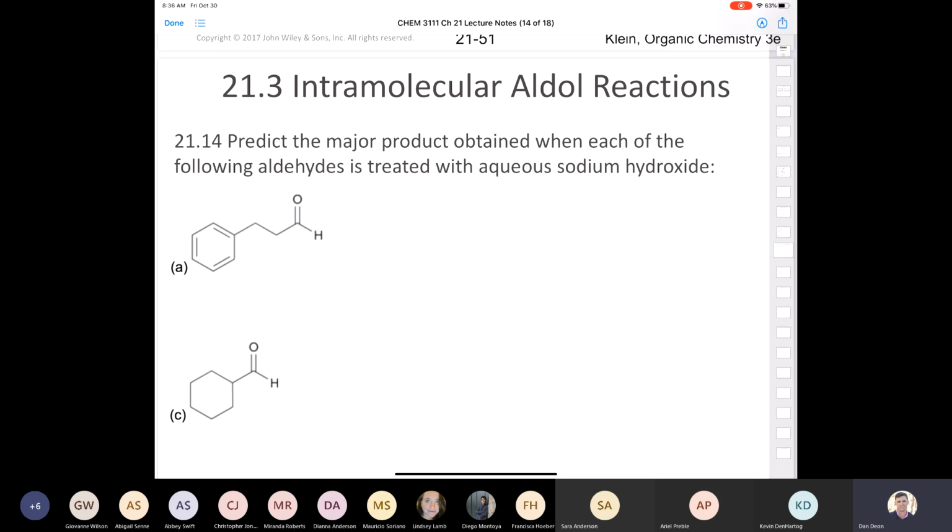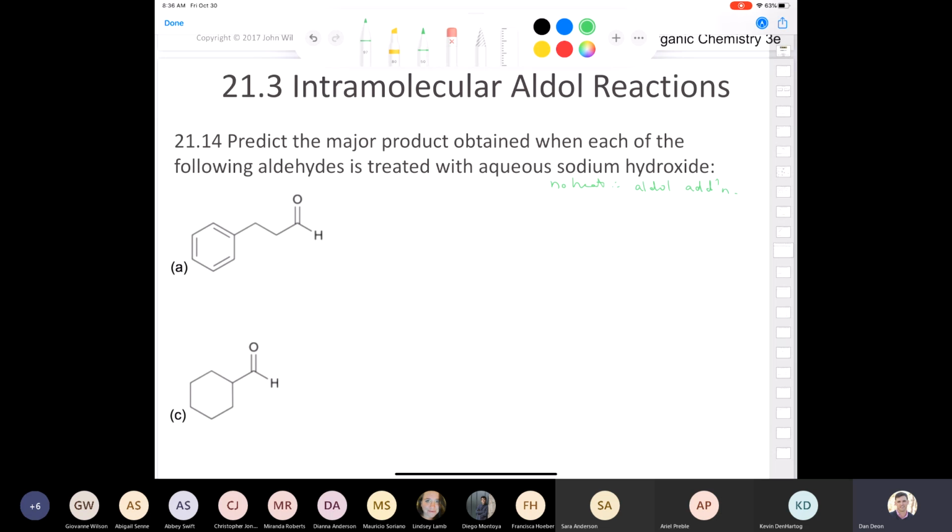This is question 21.14. It says predict the major product obtained when each of the following aldehydes is treated with aqueous sodium hydroxide. Note that it doesn't mention anything about heat. So no heat, therefore this must be aldol addition. The products, you can see that we're starting with two aldehydes, are going to be beta hydroxy aldehydes in this case.